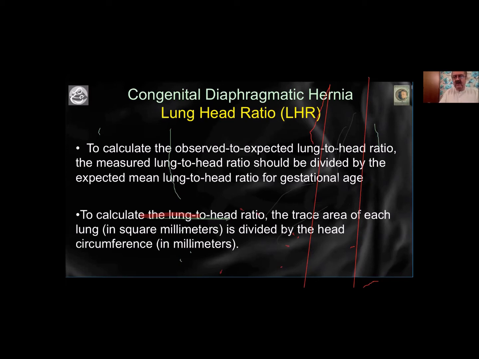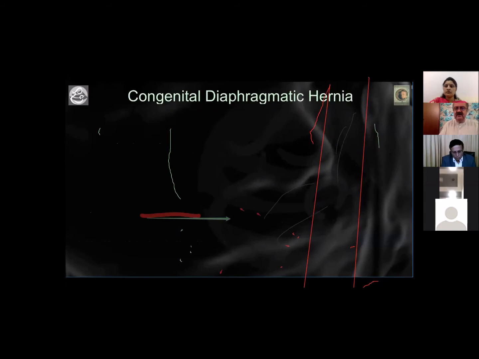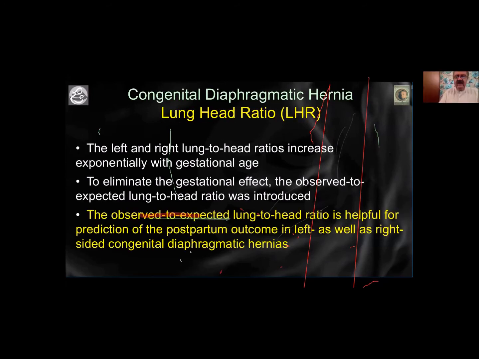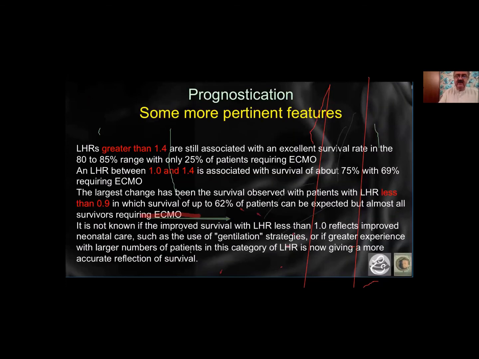and you can use a standard referral, like we use perinatology.com or parameters.com and so on, and you can make this calculation, or you can actually just do a trace area of each lung and divide it by the head circumference, and all of this in millimeters, and you get the lung head ratio. And then we put it in terms of what we would expect at that period of gestation, because the lungs and the lesion are going to grow, and therefore you want to have a comparison. And once you have that, you can prognosticate.